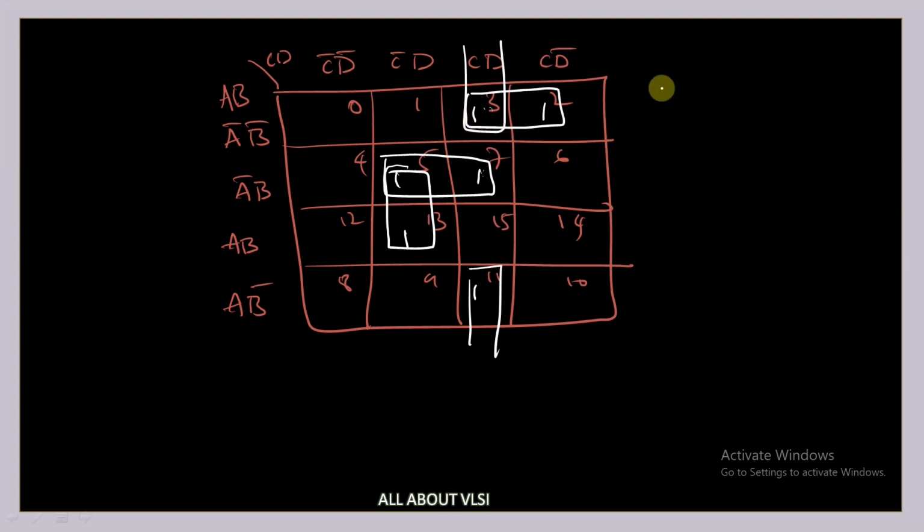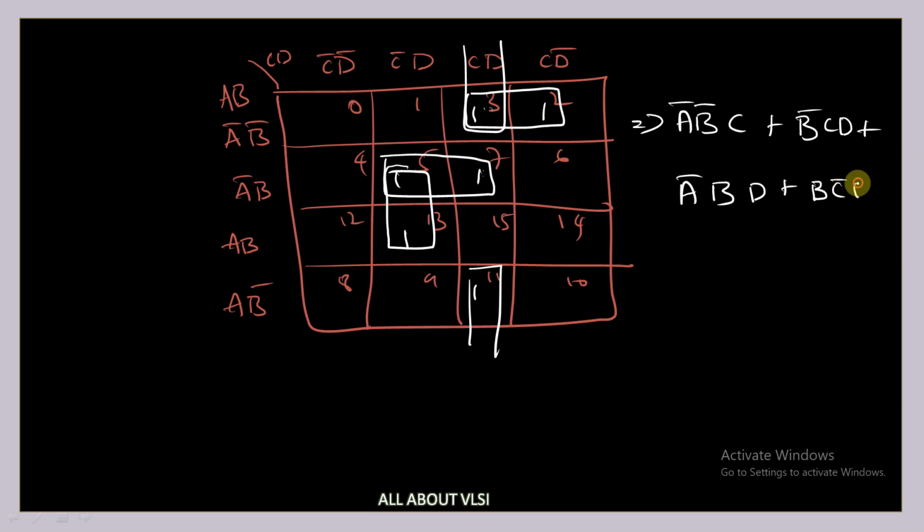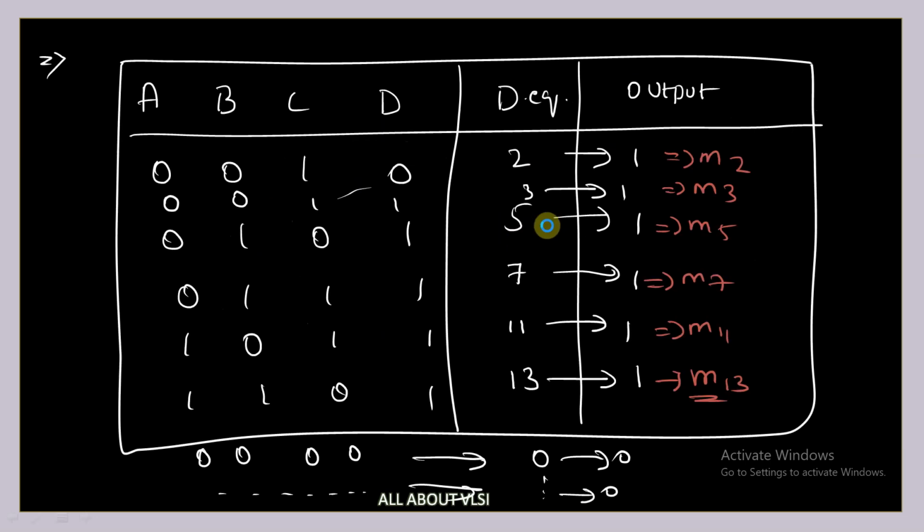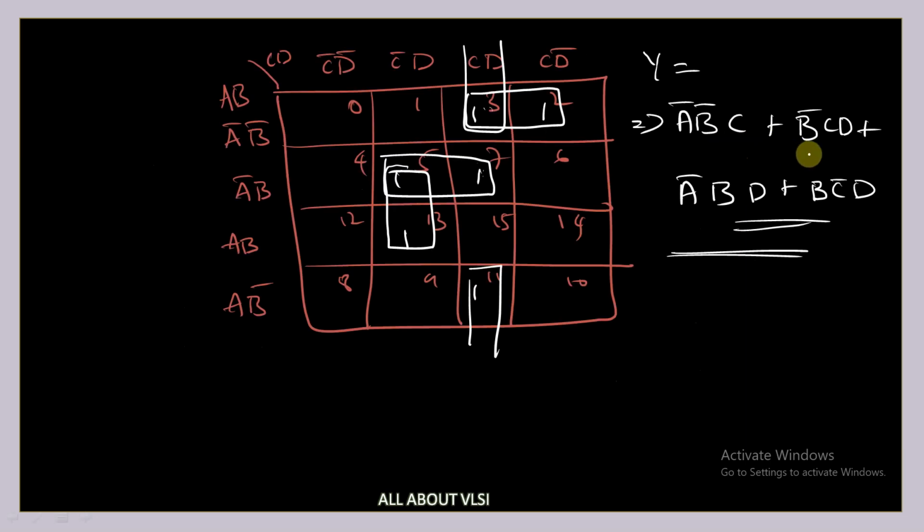Okay, so what is our final answer we are getting? So we are getting A bar B bar C, plus what is common here? CD is common, and B bar CD, plus A bar B D, plus what is common here? B C bar D. So this is our output expression Y. So Y is equal to A bar B C plus B bar C D plus A bar B D plus B C bar D.